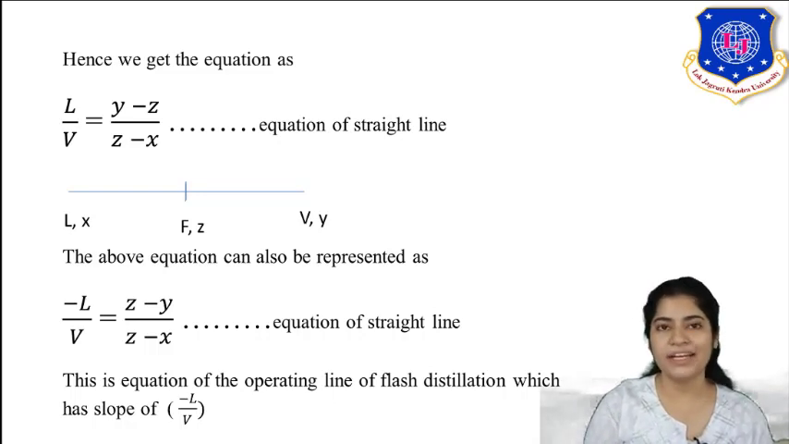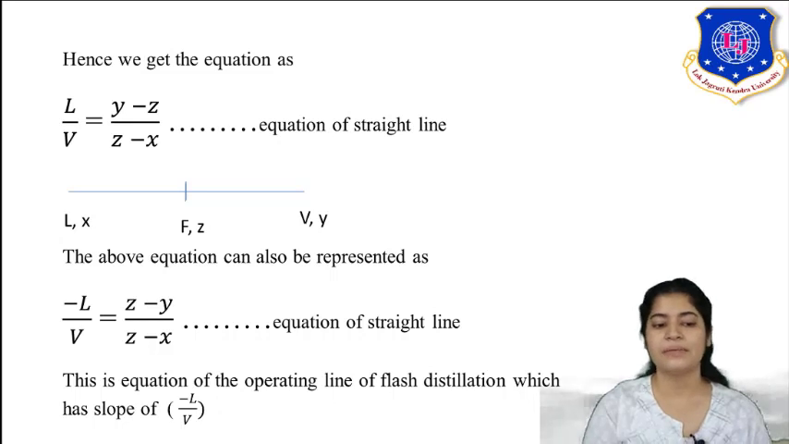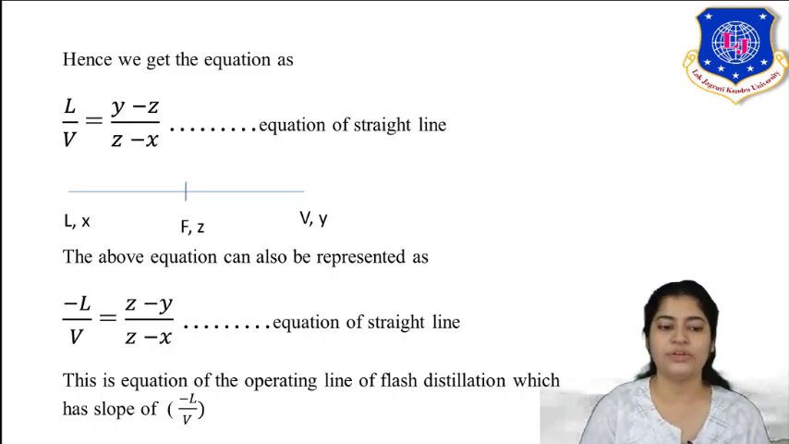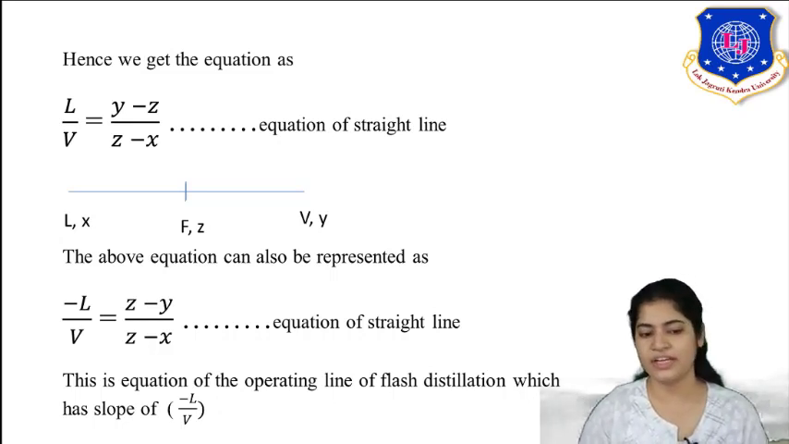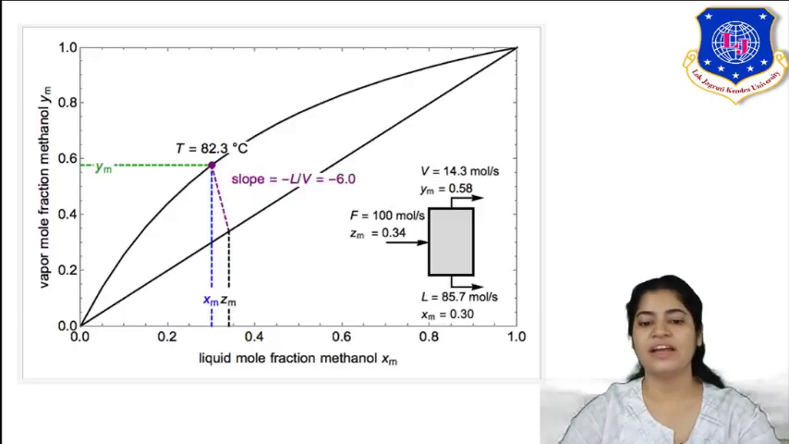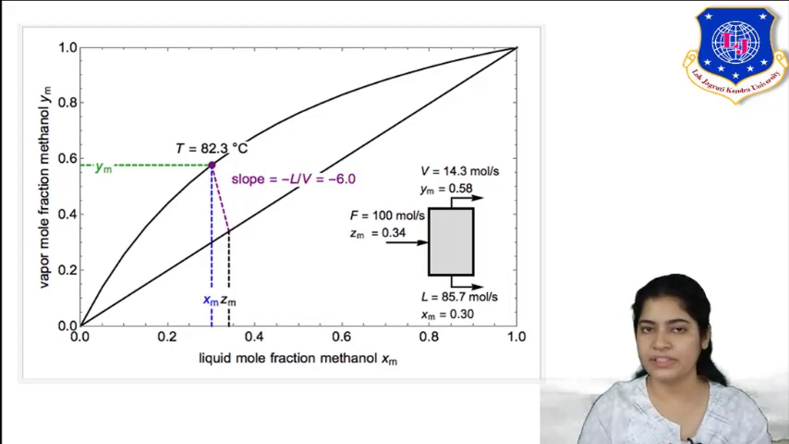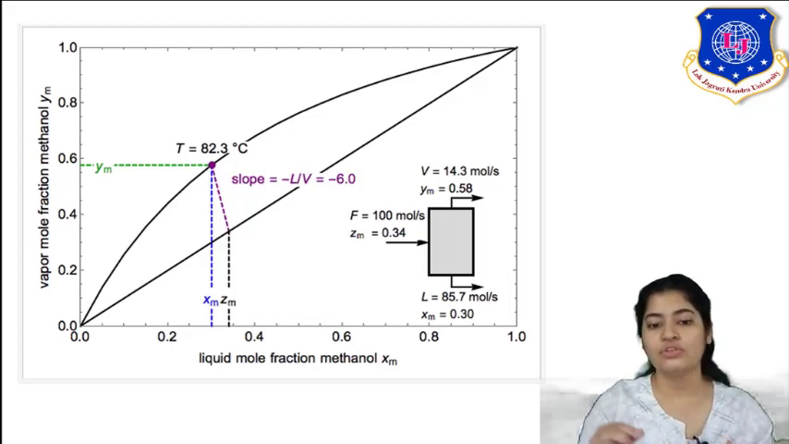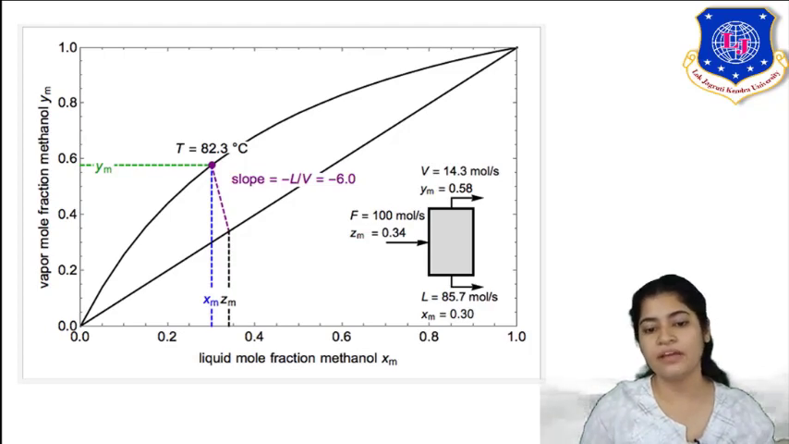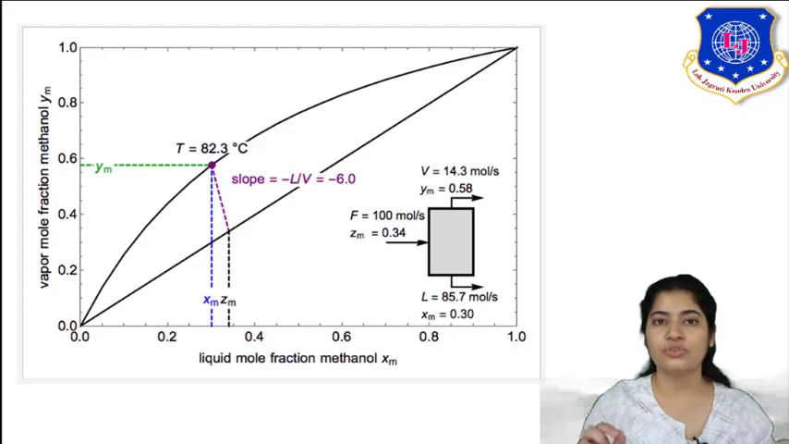So your operating line of flash distillation column is minus L by V is equal to Z minus Y upon Z minus X. So you can see graphically how, using an example, I can see my flash distillation column. F is my 100 mole per second feed rate. So what is Zm? Zm is my 0.34. It is mole fraction of more volatile component. So F into Zm, what is that part? 34.